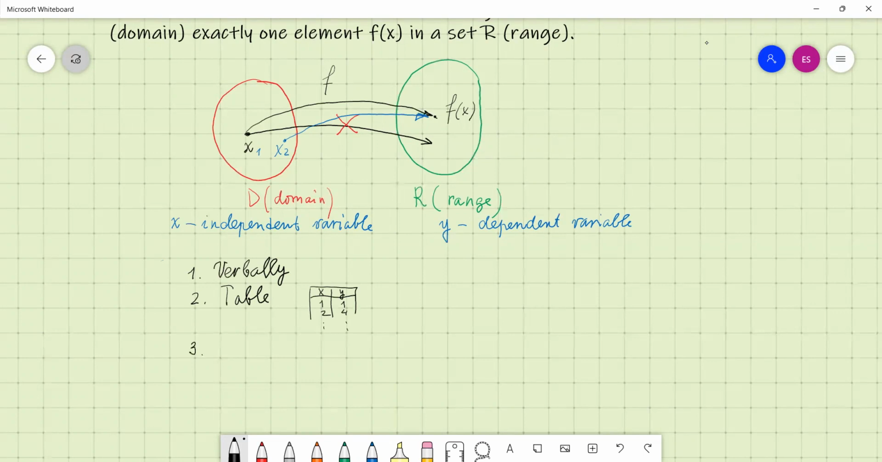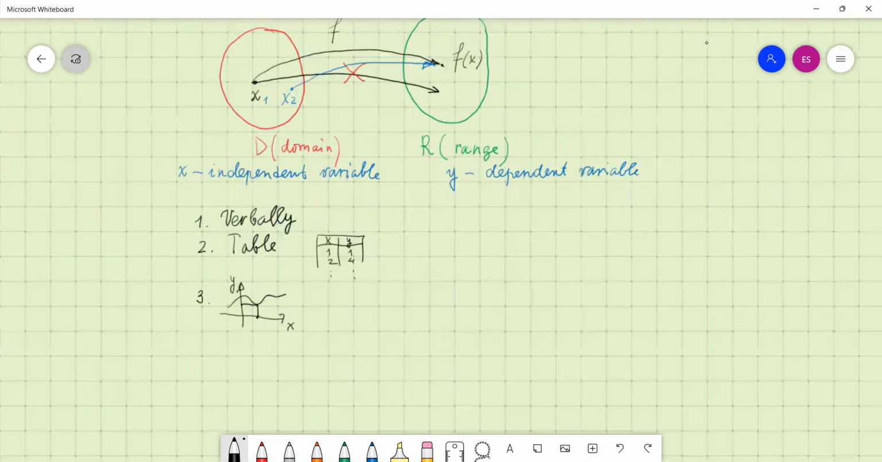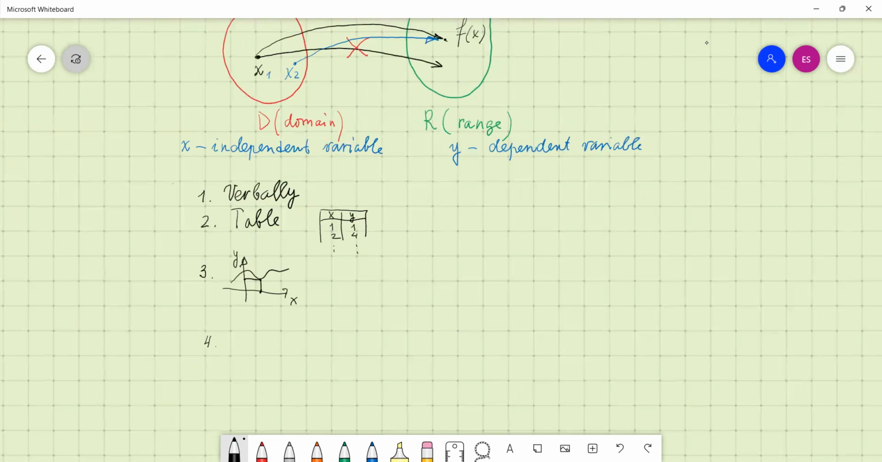What other ways can you do? Well, you can define a function as a graph. You can just draw a picture something like this, and you say, here is my x and here is my y. For every x, there is going to be just one y, and this is going to be the function. And the last way is to define a function as a formula. Something like this: f of x equals 2x. You take any number, plug it in instead of x, multiply by 2 and get f of x.